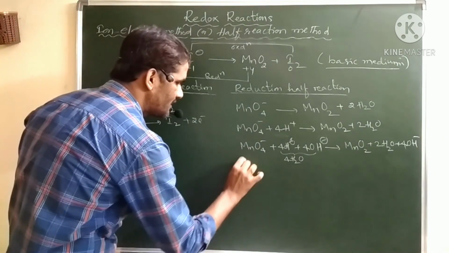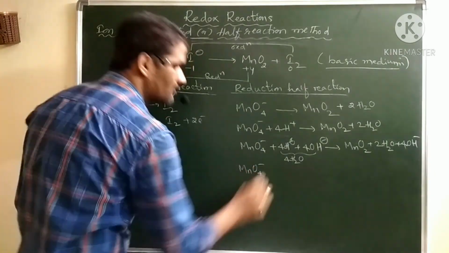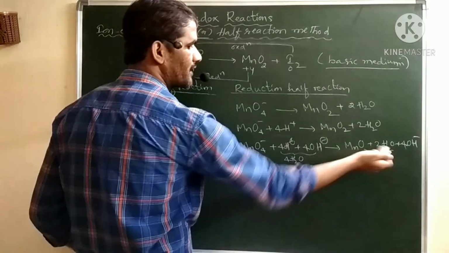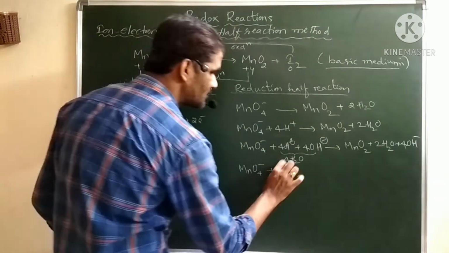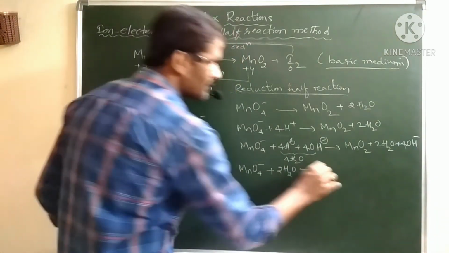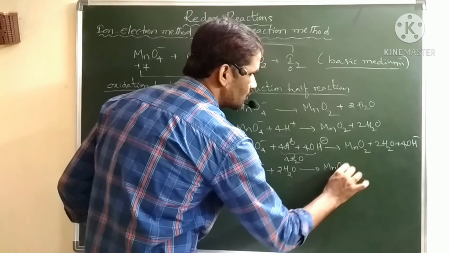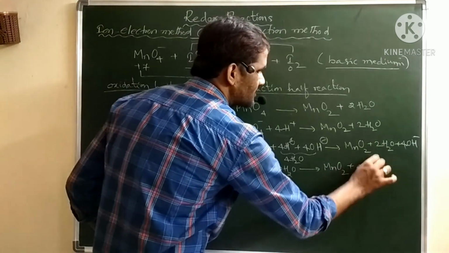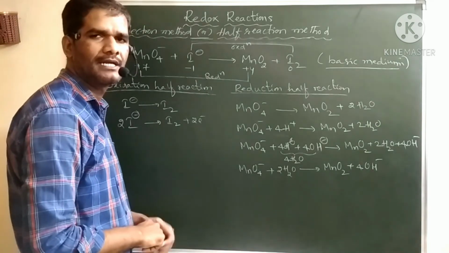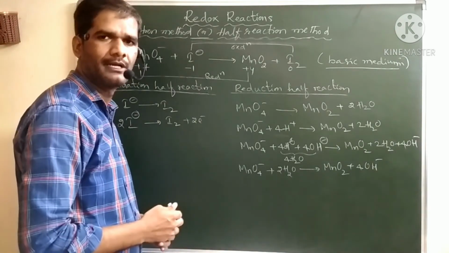Then overall we will get MnO4 minus plus, if you subtract 2 water molecules of the product side from the reactant side, 2 water molecules remain. And this will give MnO2 plus 4OH minus. Now all elements are balanced, even in basic medium also.